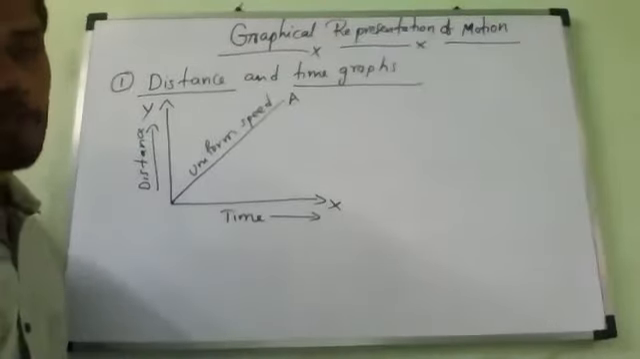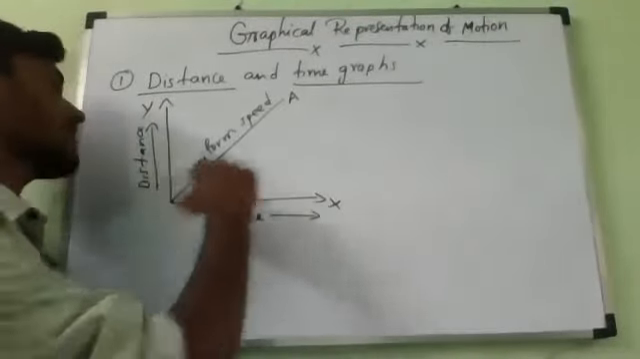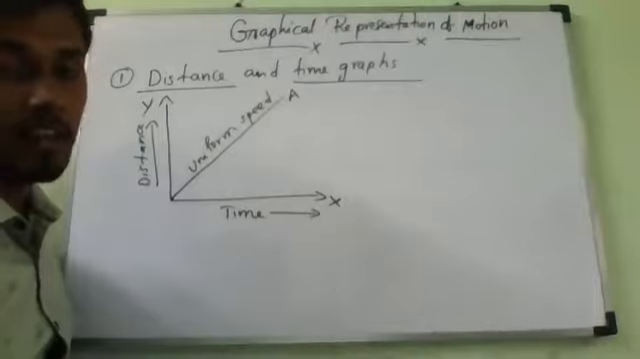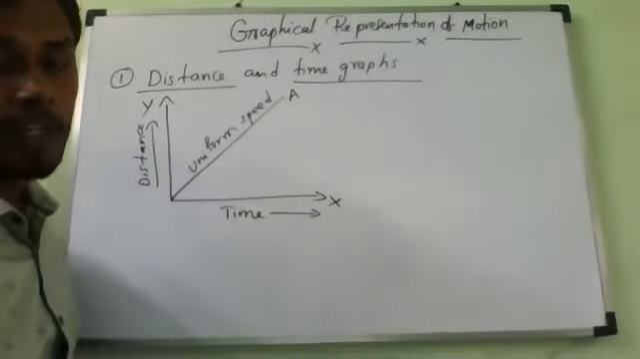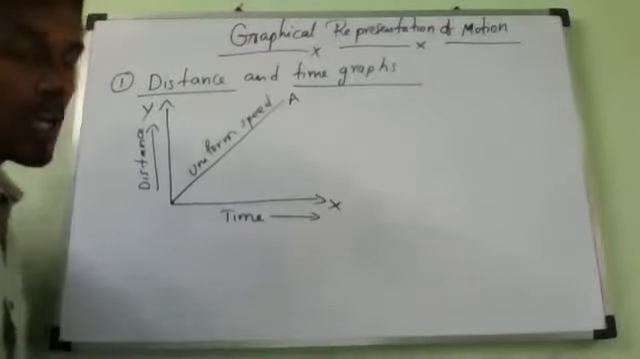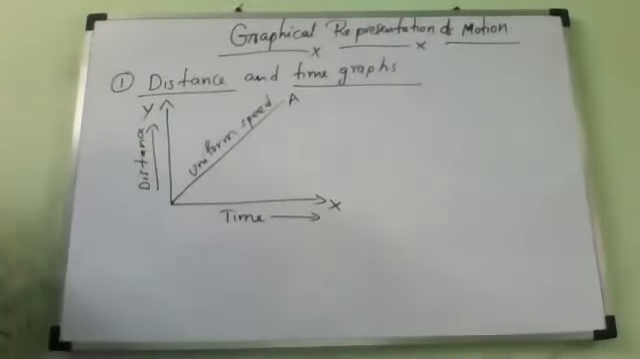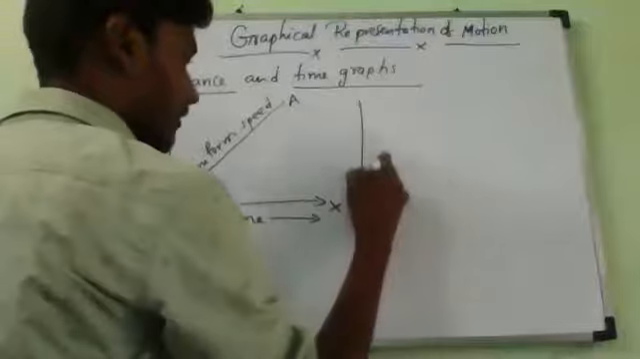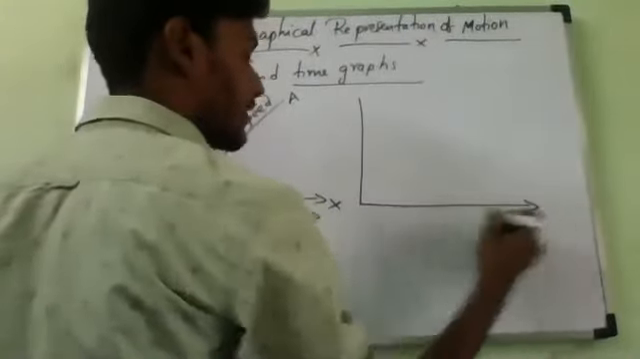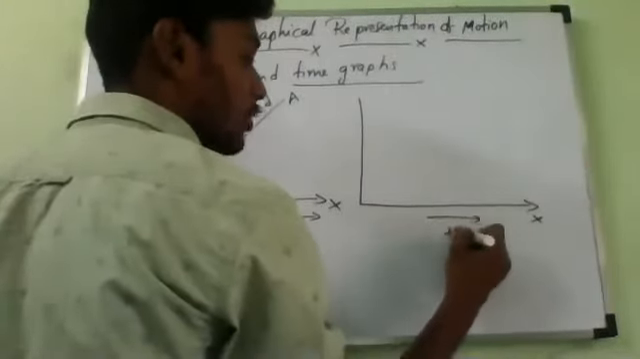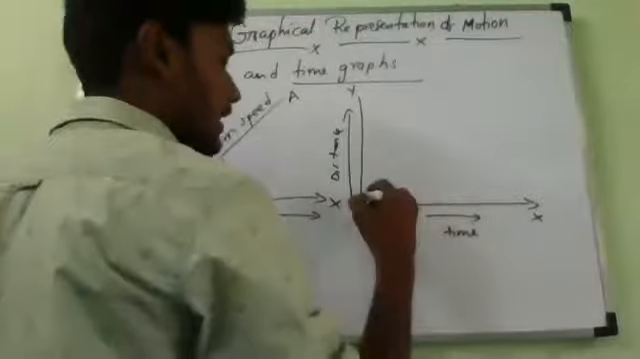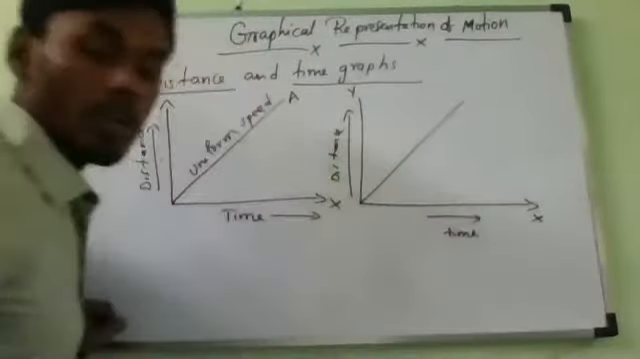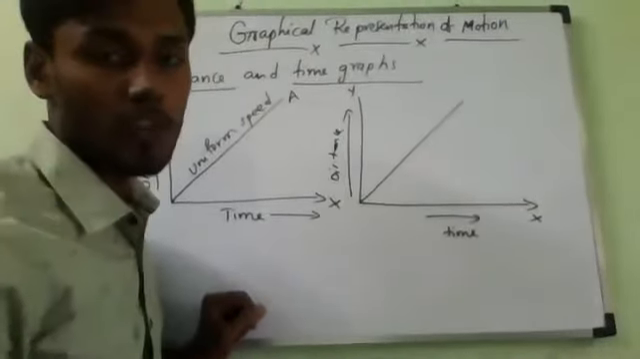So if it is uniform speed, as we have studied, the graph will always be a straight line. Now, sir, how can we find the speed or velocity of a body? I will extend the same graph along both the x-axis and the y-axis. This is distance and this is time. Now if I draw like this, this is the uniform speed or uniform velocity.